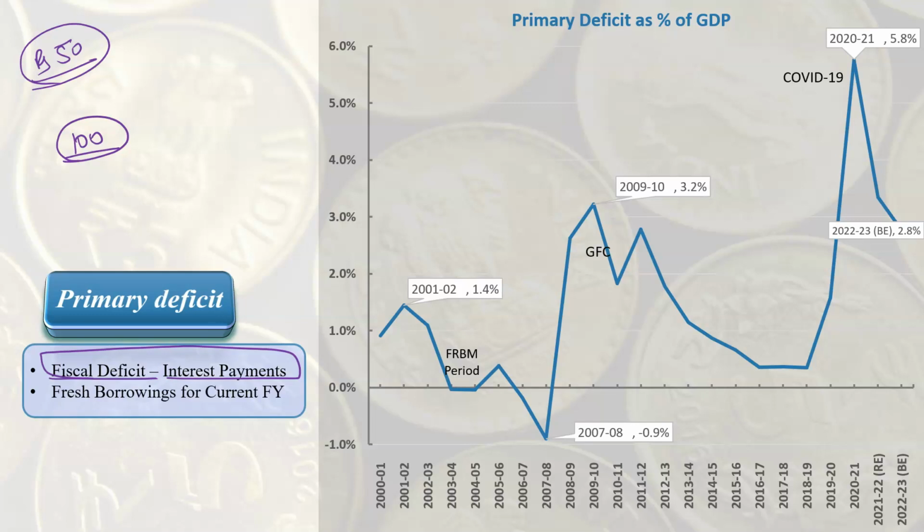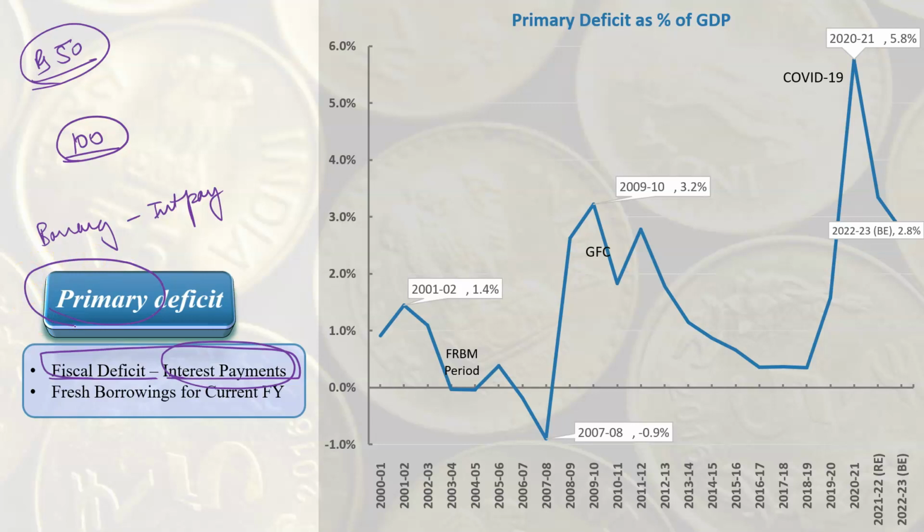And if you want to find out what the fresh borrowing of this current financial year is, you have to remove those interest payments. So from your overall borrowings, if you remove the interest payment due this year, you will get the amount of money that you have borrowed for current financial expenditures. That is what we call primary deficit. That's why the word is primary deficit.